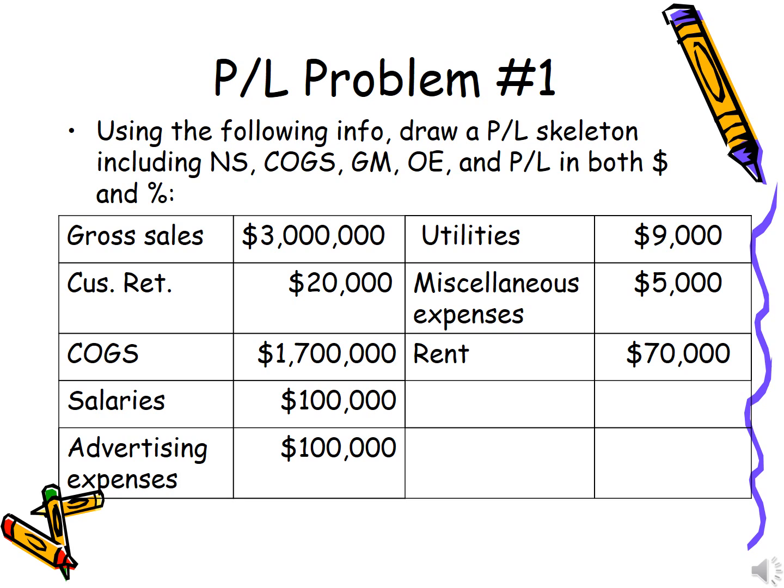Cost of goods sold, luckily this time we didn't have to do the complex calculation because cost of goods sold is given as one single number. And now we see salaries, advertising expenses, utilities, miscellaneous expenses, and rent. They are all examples of operating expenses. So you're going to have to add up all these 5 expense categories that are given here to calculate total operating expenses. Then once you know operating expenses and net sales, given this information, you can easily complete a P&L skeleton. Okay, let's pause the video here and work on this problem.